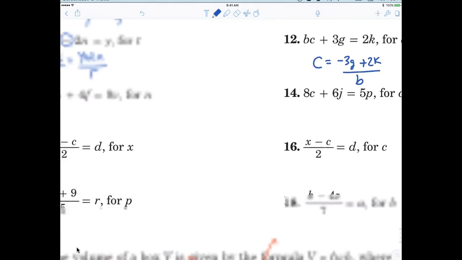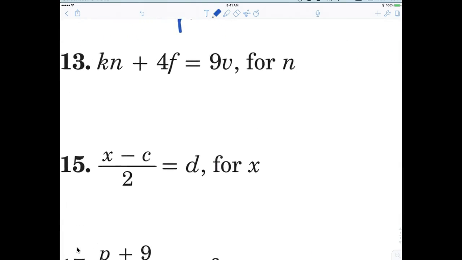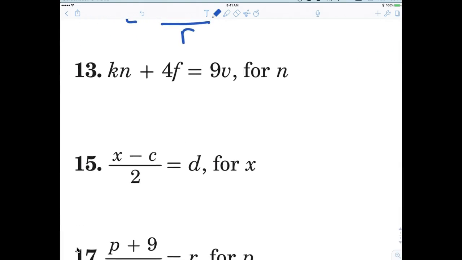Mr. Herring's doing the next one. Hold on. Number 13. Solve for n. I'm ready. N equals 9v minus 4f, all over k. Is that what you said? Any objections to that? I told you guys. Very, very easy.